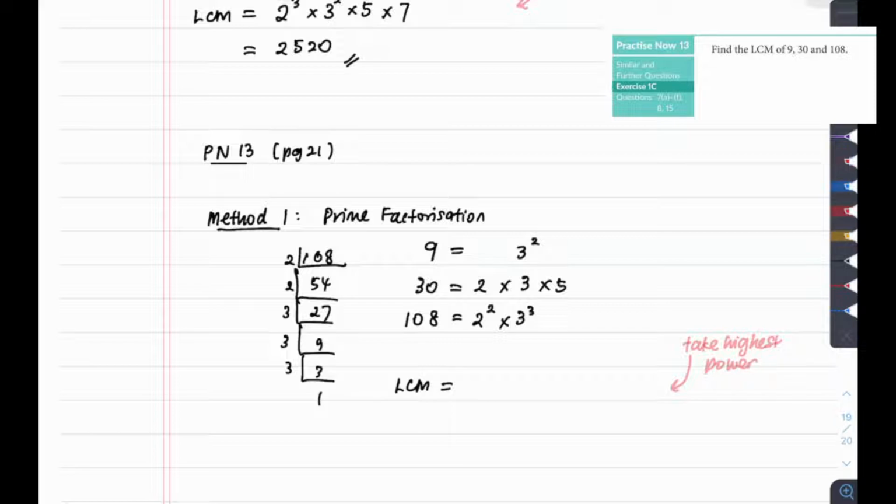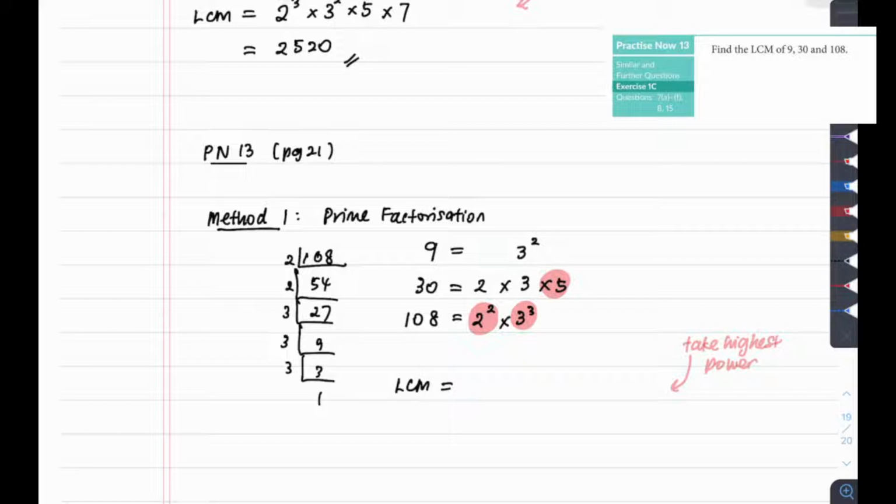Okay, we just need to take the highest power. So between these 3 numbers for the row of 2, which one has the highest power? 2 square. Between this column of 3 numbers, which one has the highest power? The 3 cube. And between this column of the empty gap and 5, we will take 5, okay? Because we will take all unique vectors.